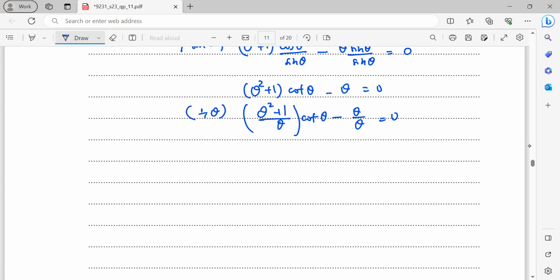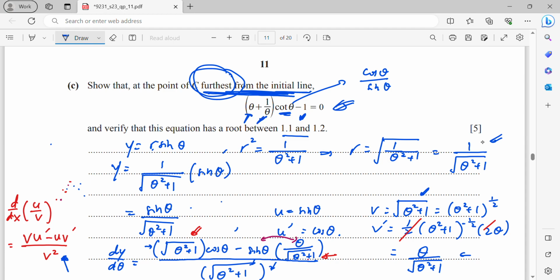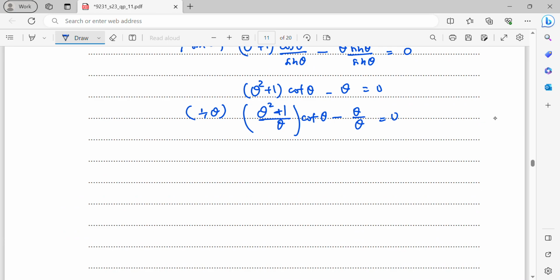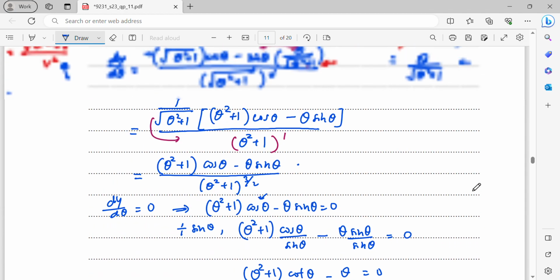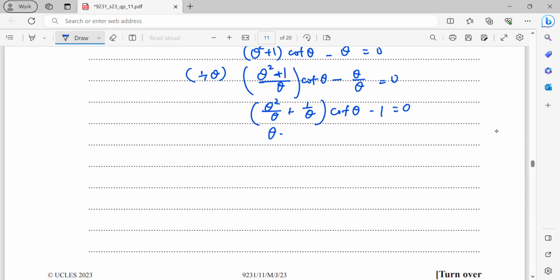Now, when you look at the question, we need to get theta plus 1 over theta times cot theta. So I need to split it into two terms. Theta squared over theta plus 1 over theta cot theta minus 1 equals 0. So theta squared over theta is theta. In order to get the same form as in the question, the first one must be theta. So here, theta plus 1 over theta times cot theta minus 1 equals 0. Alright, so with this, we have shown the equation.